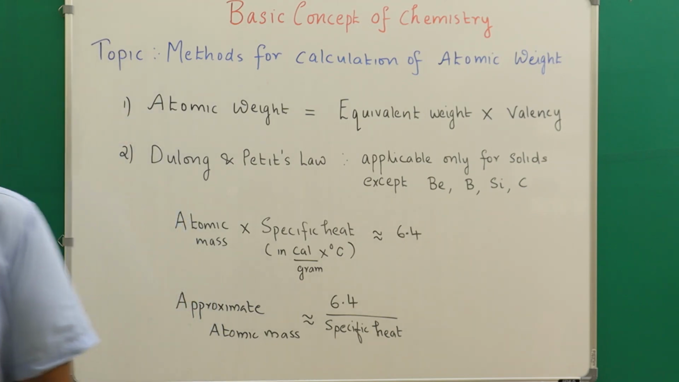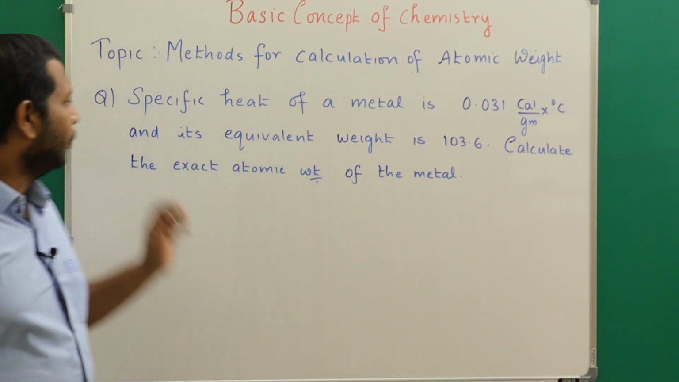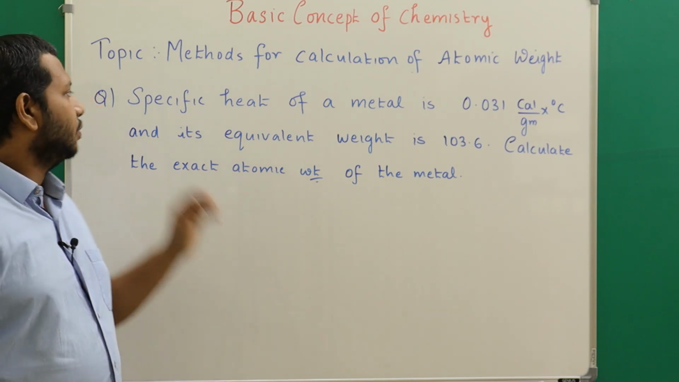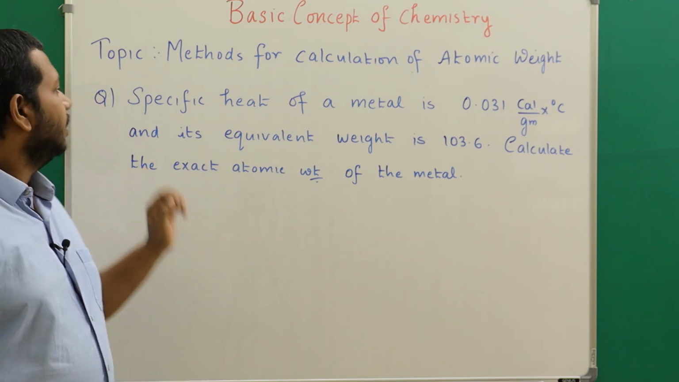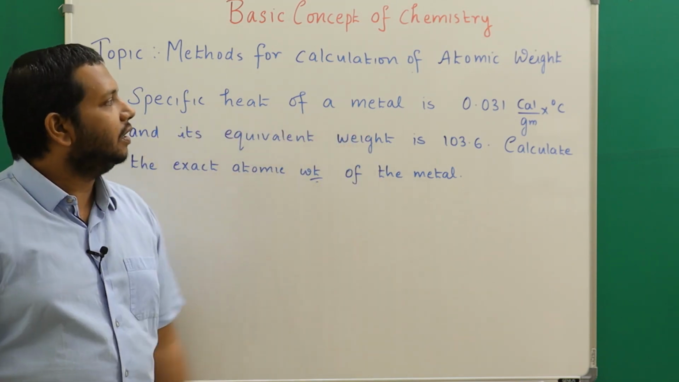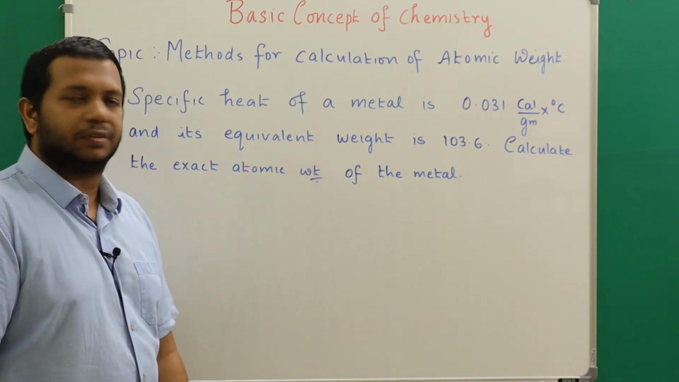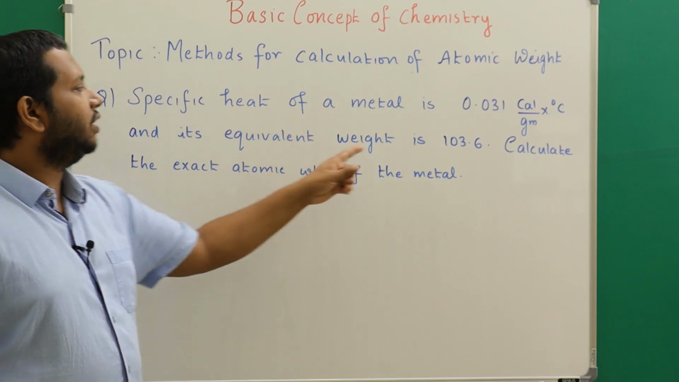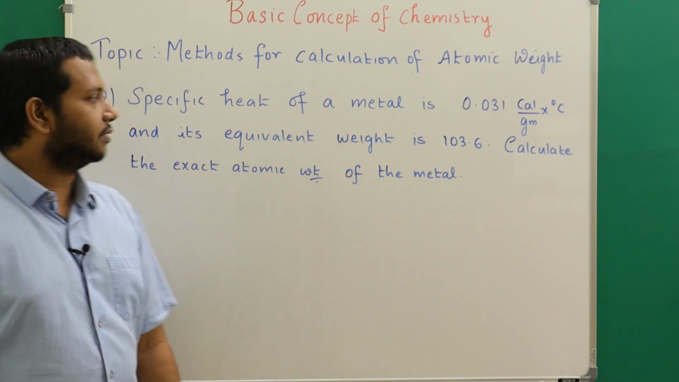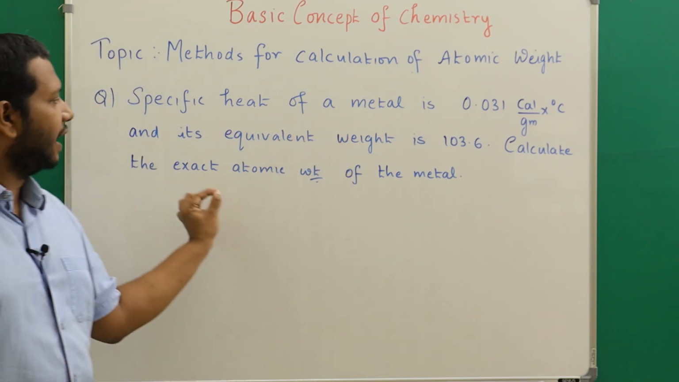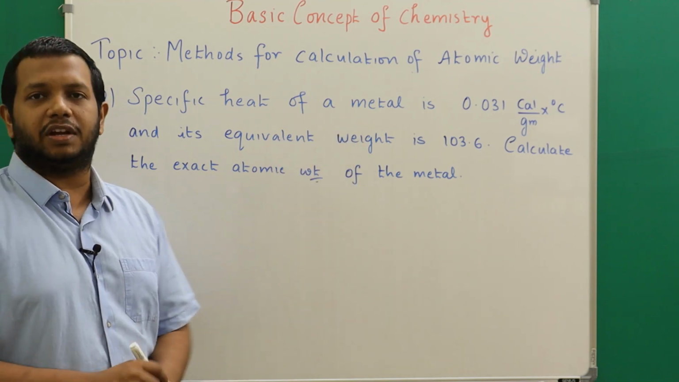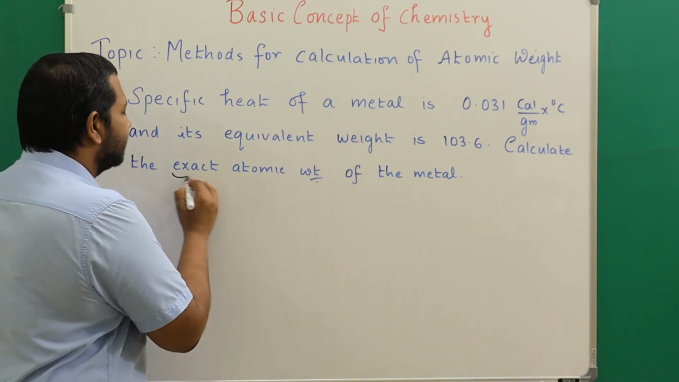Hi students, so I hope you could see the question here. Just I will read the question. The specific heat of a metal is 0.031 calorie per gram multiplied by degree Celsius and its equivalent weight is 103.6. Calculate the exact atomic weight of the metal. Very important, they are asking you the exact.